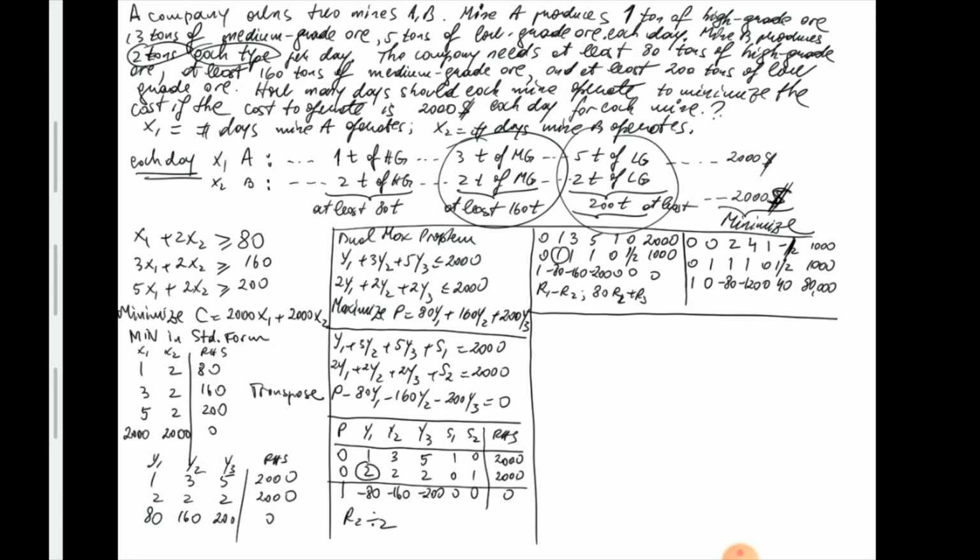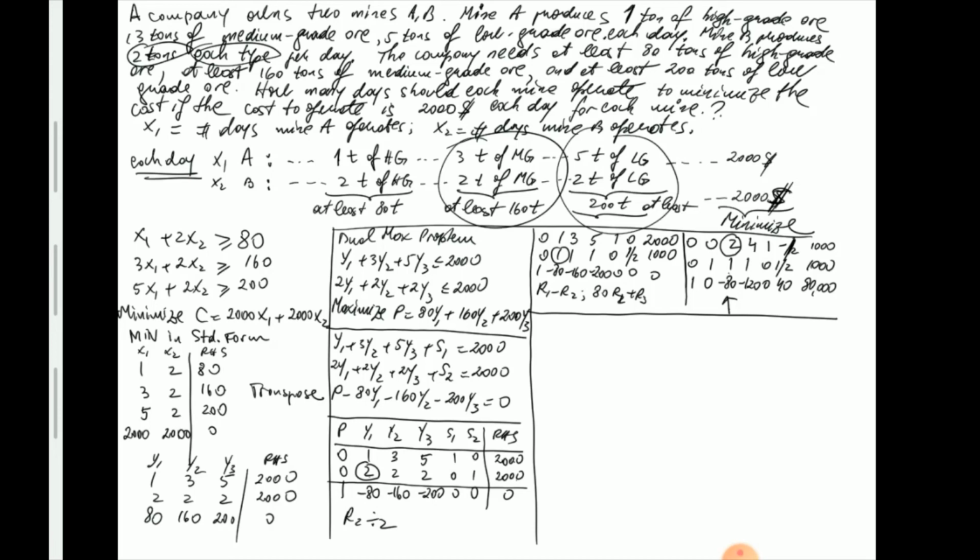And the next pivot should be in this column. And let's see, the least ratio is 2, right? Because it's coming from 1000 over 1, 1000 over 2. 1000 over 2 is 500. That's the least ratio. So that's the next pivot.